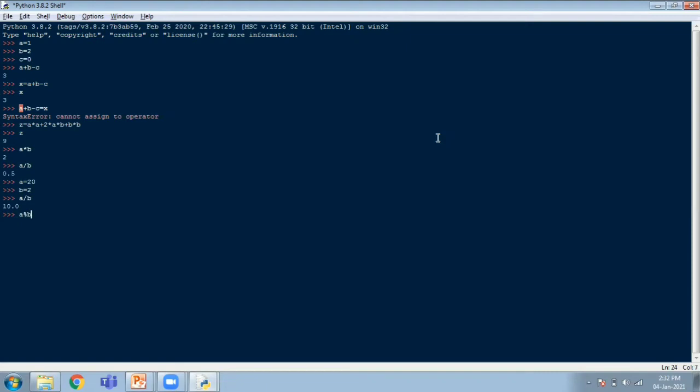When 20 is divided by 2, the remainder is 0. So let me give A modulus 3. That is, when 20 is divided by 3, what is the remainder? Yes, right. It is 2.